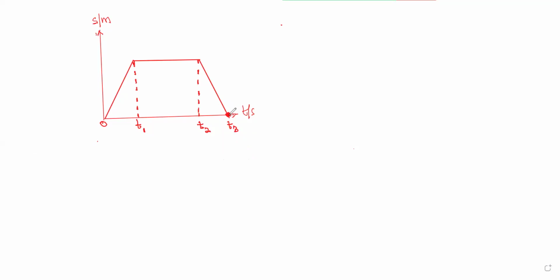Class, is that okay? So uniform velocity, was stationary, and then uniform velocity back to his starting point. That is the meaning of this graph.